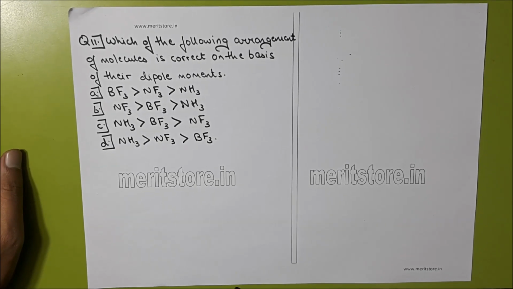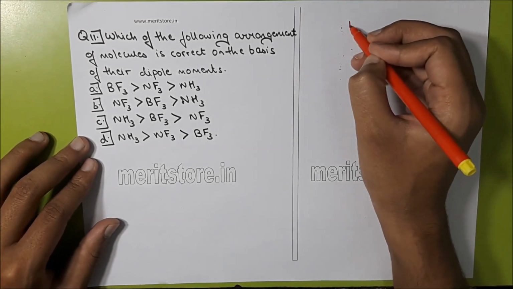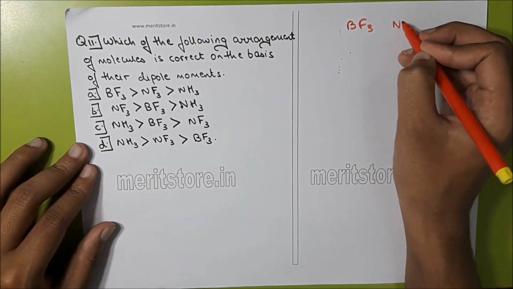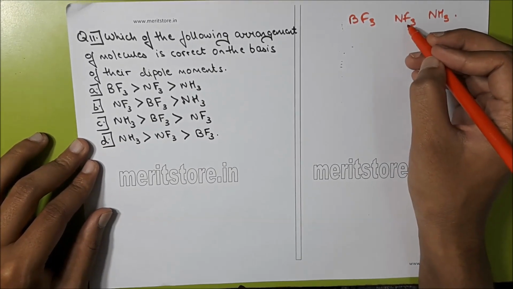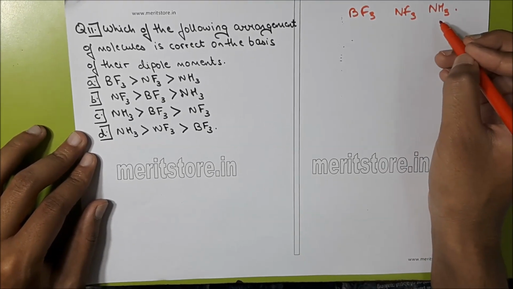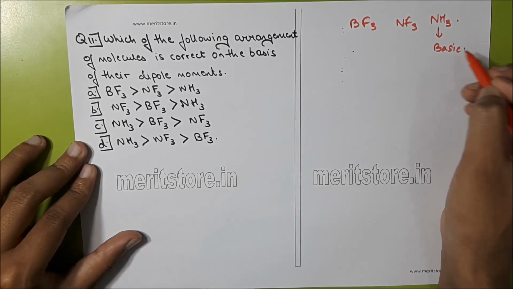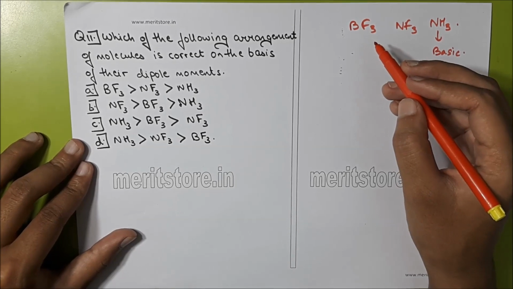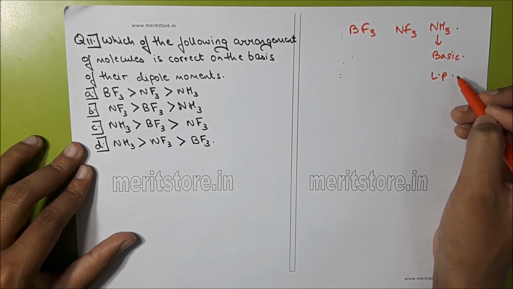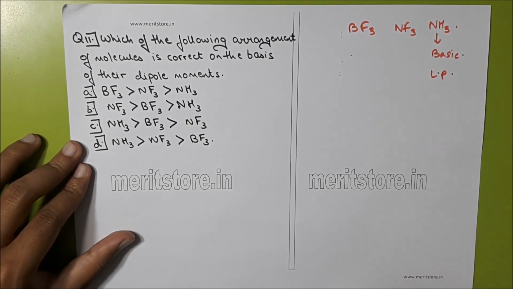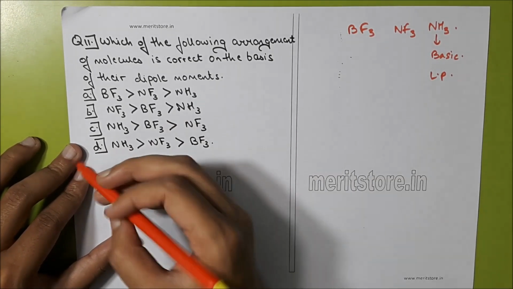Question number 11. Which of the following arrangements of molecules is correct on the basis of the dipole moment? So we got three molecules: BF3, that is boron trifluoride, NF3 nitrogen trifluoride, and ammonia NH3. The electronegativity difference between these is least. They have the least dipole moment. Ammonia is the more basic molecule, so it can give more than nitrogen trifluoride and boron trifluoride. So the ammonia molecule can easily give a lone pair of electrons. So the correct order on the basis of dipole moment will be ammonia, then NF3, then BF3. So option D is the correct option.